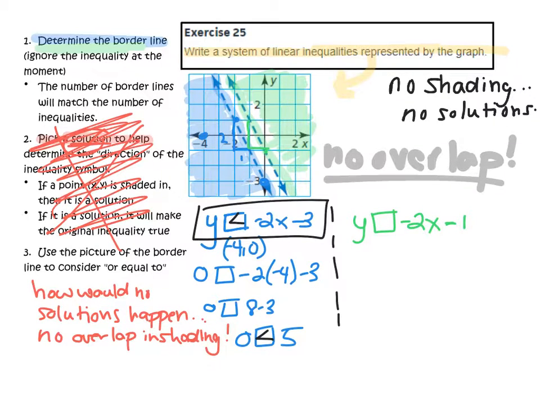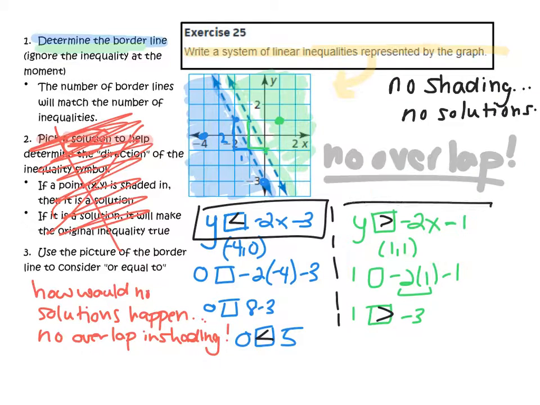Now when it comes to the green one, I want to choose a point that was a solution for the green one. So how about that point right there, which is (1, 1). If I plug that in, and I simplify, -2 minus 1 is -3. Again, for the green one, that point worked. So for the green one, I would want to make this true, which is a greater than. And again, it's an open line. So the original inequalities would be here.